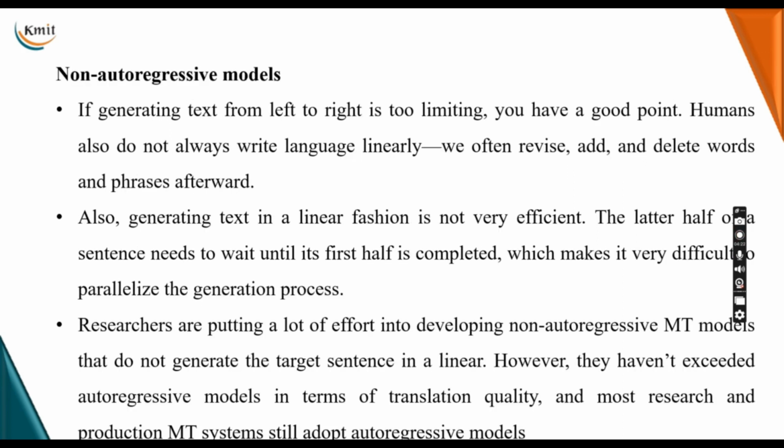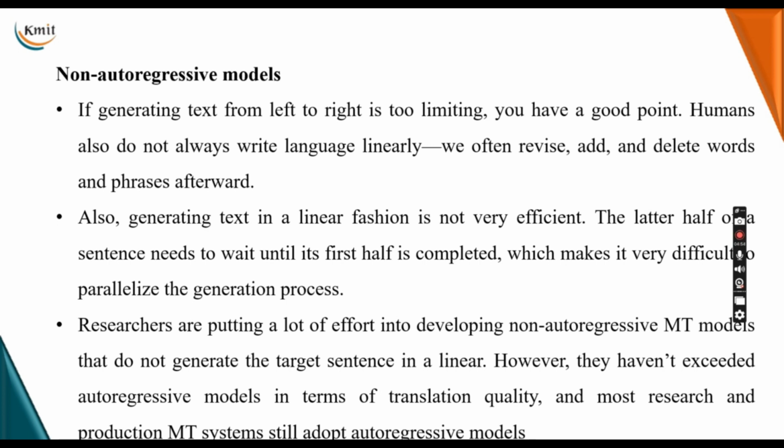Now let us see what autoregressive models are and what non-autoregressive models are. If generating text from left to right is too limiting, we have a good point, because humans also do not always write language linearly, right? We add words, we delete words, we make changes in the phrases afterwards. So when we generate text in a linear fashion, it is not very efficient. The later half of the sentence needs to wait until the first half is completed if you are doing any modifications, right?